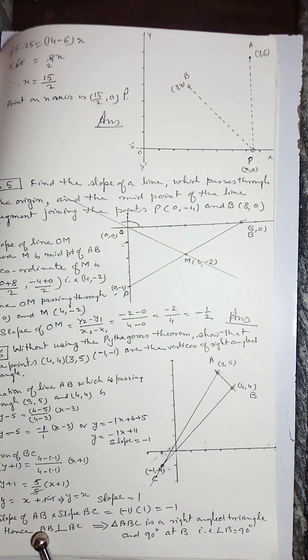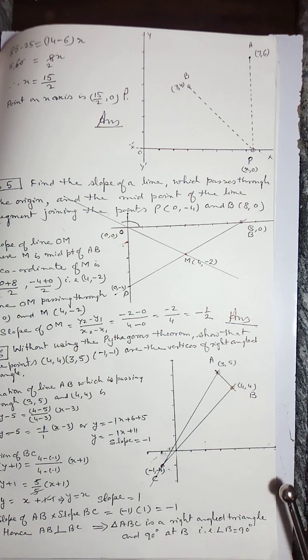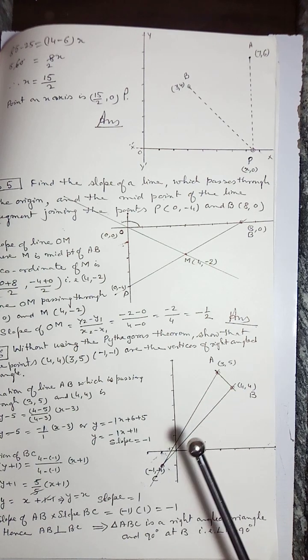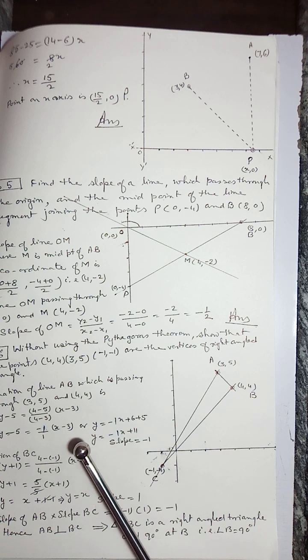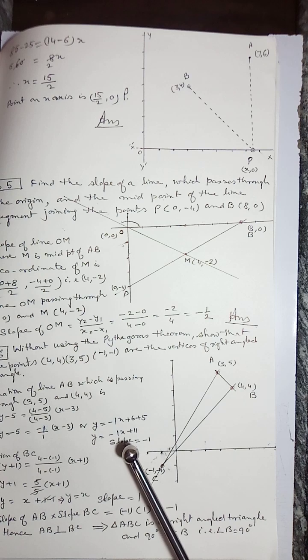Now the slope of AB and the slope of BC, if you multiply, for perpendicular lines the product of slopes will always be equal to minus 1. You see minus 1 into 1, it is minus 1. Hence AB is perpendicular to BC. Therefore the triangle ABC is a right angled triangle and the angle at B is 90 degrees, that is angle B is equal to 90 degrees. Angle B will be 90 degrees with the help of the slope formula which I have told you in my previous video about the formulas pertaining to coordinate geometry.